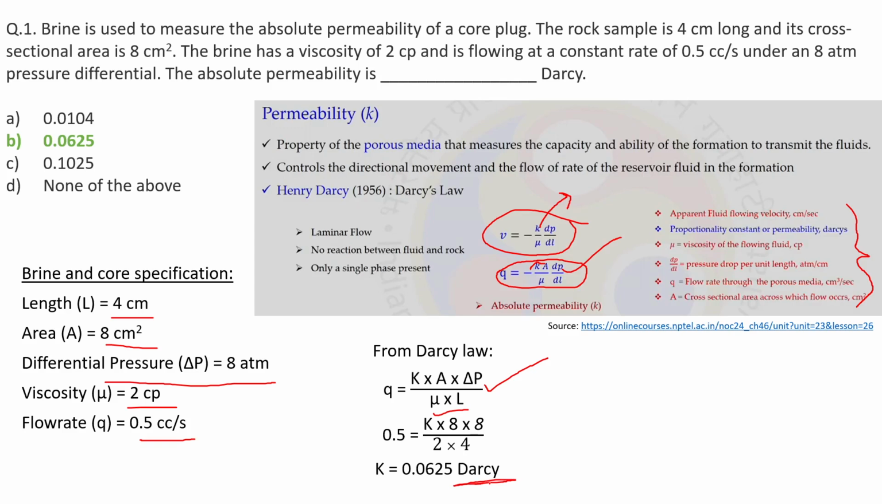So the unit of absolute permeability is Darcy. So from the options we can see option B is the correct option. So the absolute permeability here is 0.0625 Darcy. So whenever any question comes on permeability, the first instance should be to consider the Darcy law. And also always take care of the units that you will be taking for solving this equation.